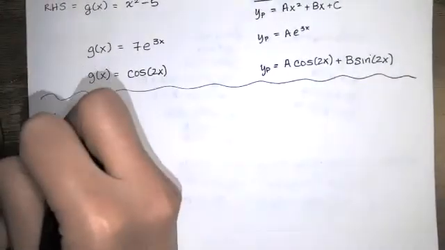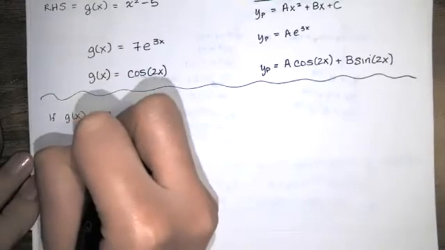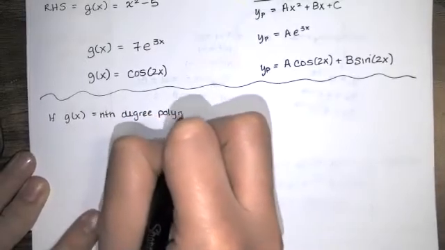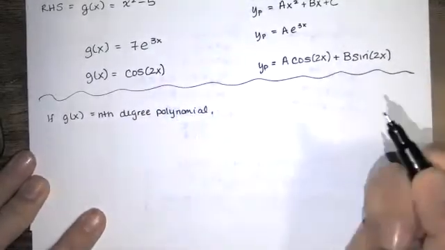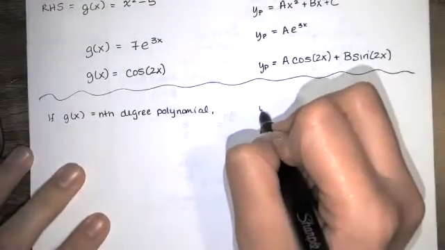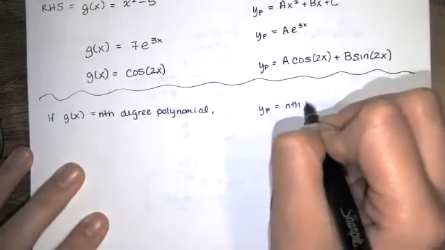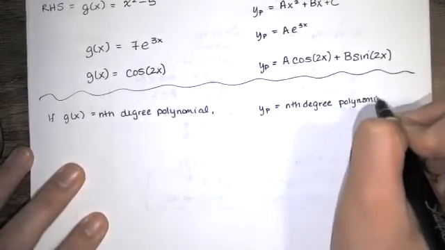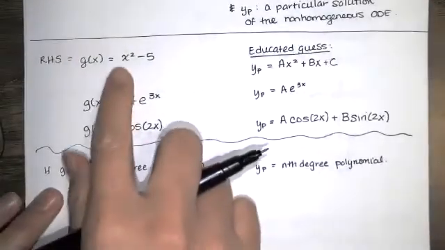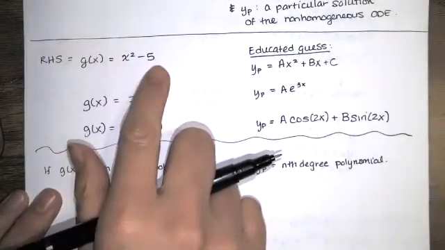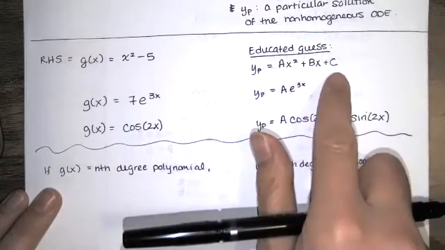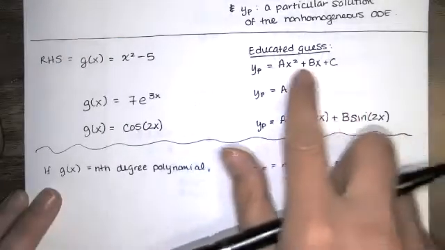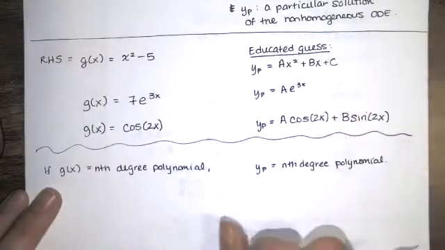If g of x is an nth degree polynomial, your initial guess for y sub p should be an nth degree polynomial. Now, be careful. A lot of students make the mistake of thinking that since that has an x squared term and a constant term, they just need ax squared plus b. But you don't. If that's a second degree polynomial, you want all the possible terms there. So I want ax squared plus bx plus c.